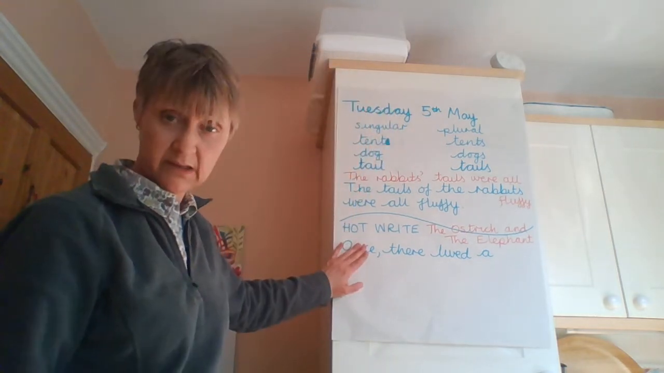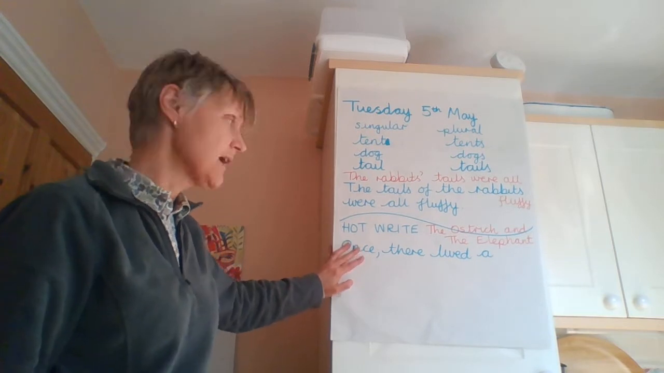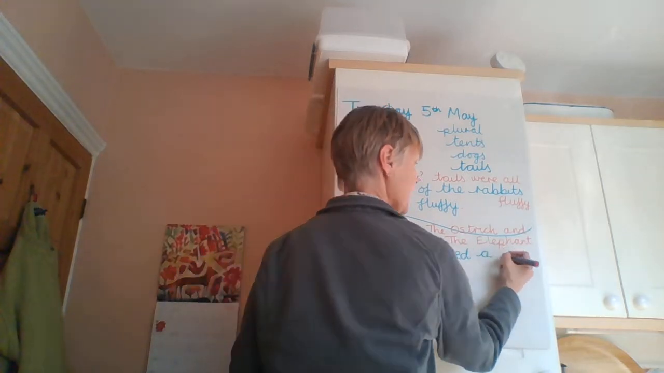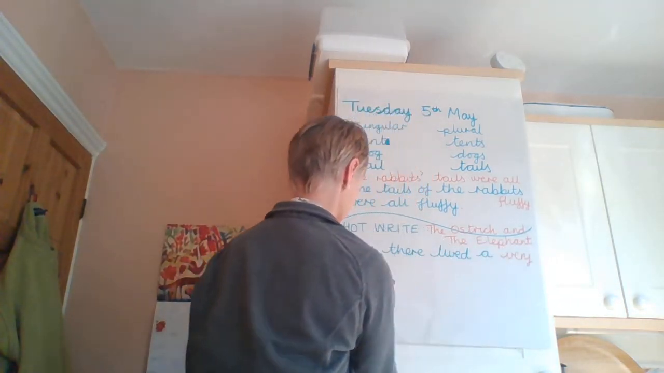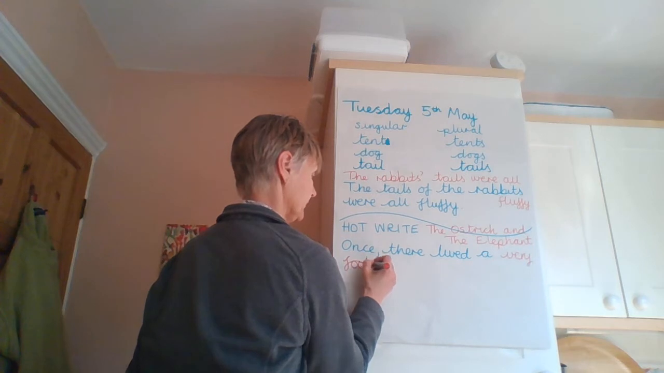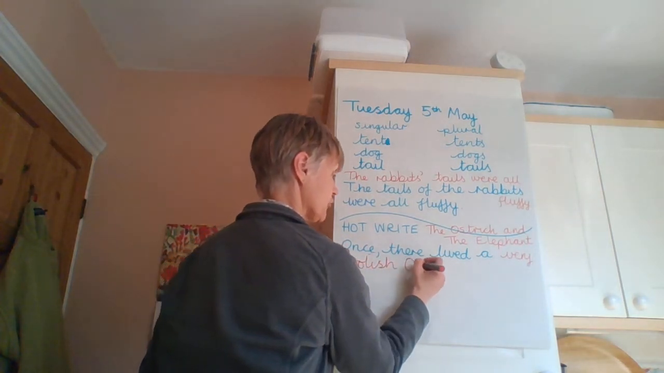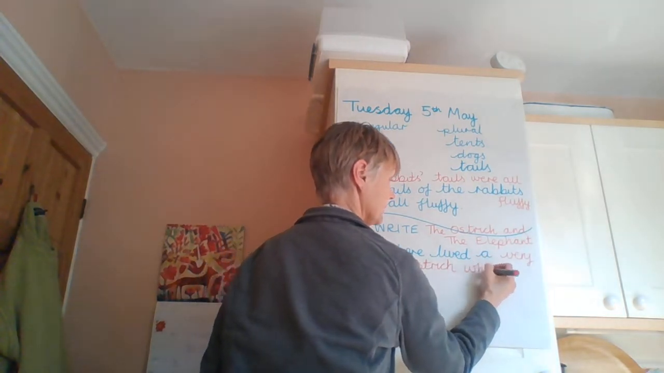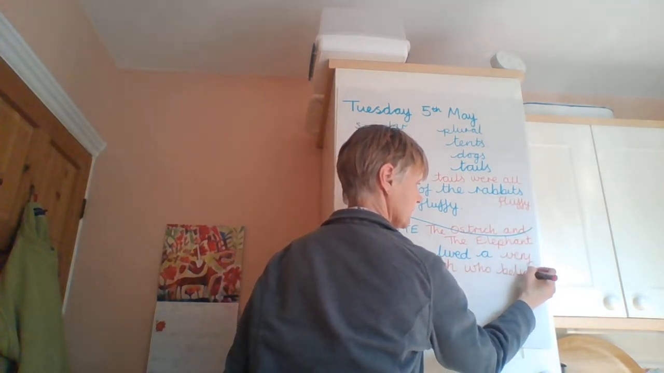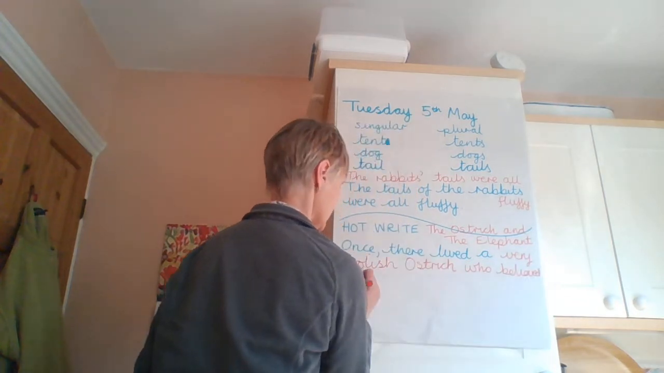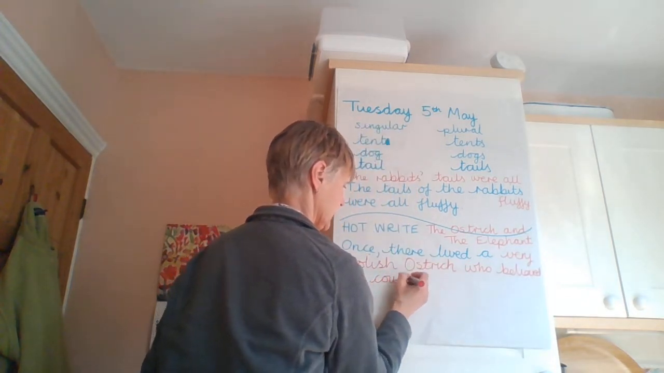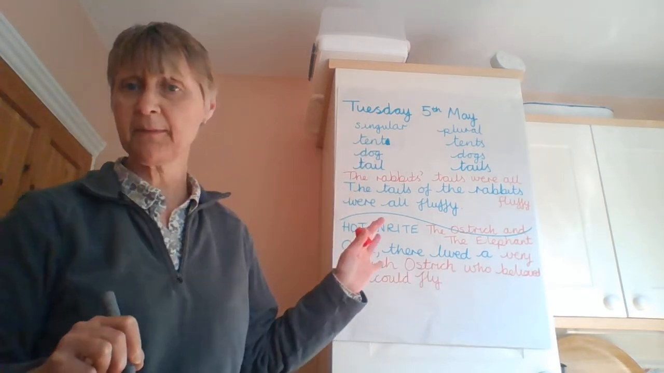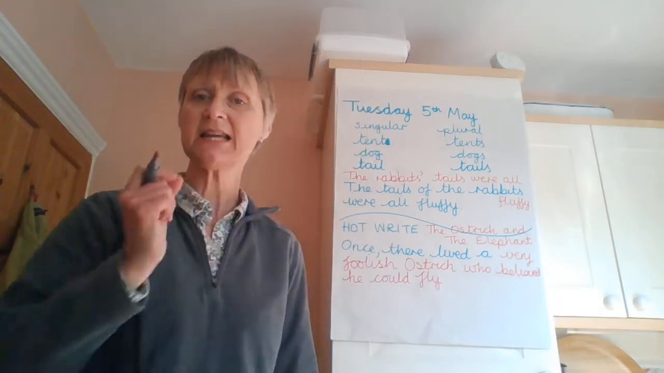So I've got once, take a little pause, once there lived a, so I would carry on with, once there lived a very foolish ostrich who believed he could fly. Okay, is that the end of my first paragraph? No, I'm going to put a bit more detail into that.